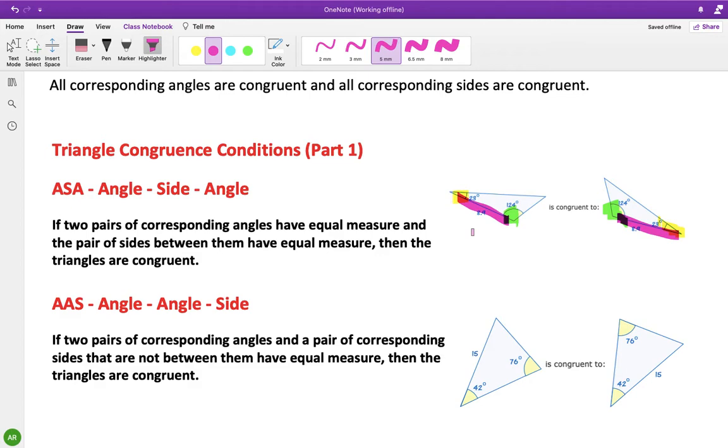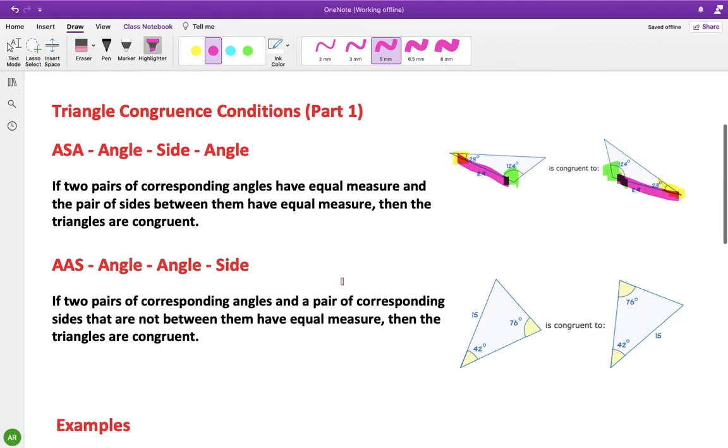Okay, the next one isn't quite as clear. I think the angle side angle one makes sense. The angle angle side is also helpful. If two pairs of corresponding angles and a pair of corresponding sides that are not between them have equal measure, then the triangles are congruent. In this case, we have our two congruent angles here: 42 and 42, and then 76 and 76, and then we have our congruent sides, equal sides of 15 and 15.